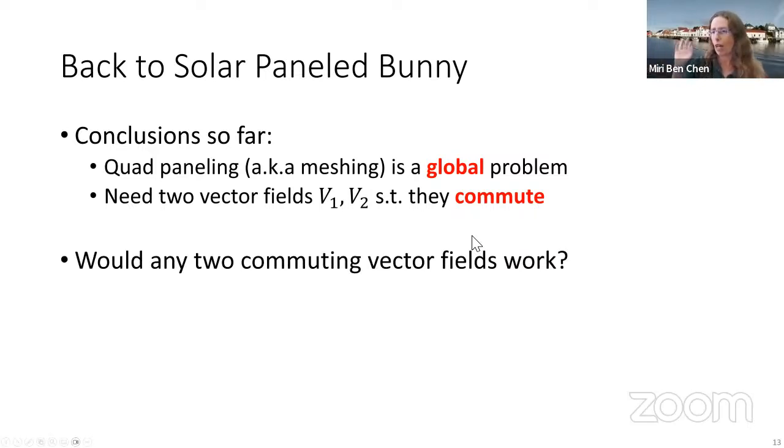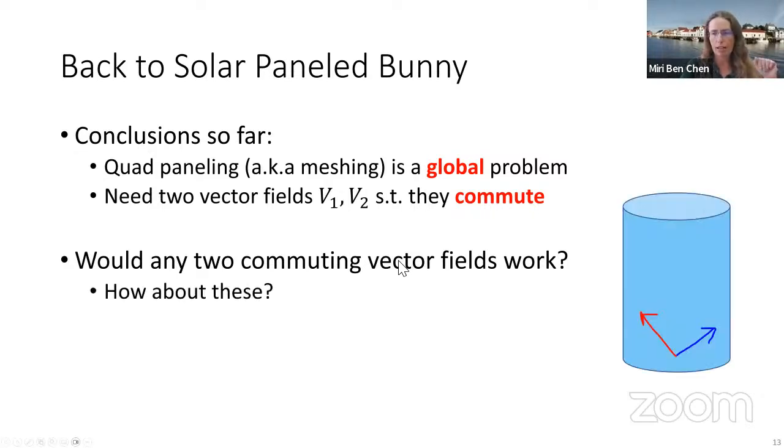So now you can ask, okay, I give you two commuting vector fields, whatever that means. I didn't explain how to build a matrix, et cetera. Would this work? Would any two commuting vector fields work? And the answer actually depends on what you want to do. So let's say we look at these two.